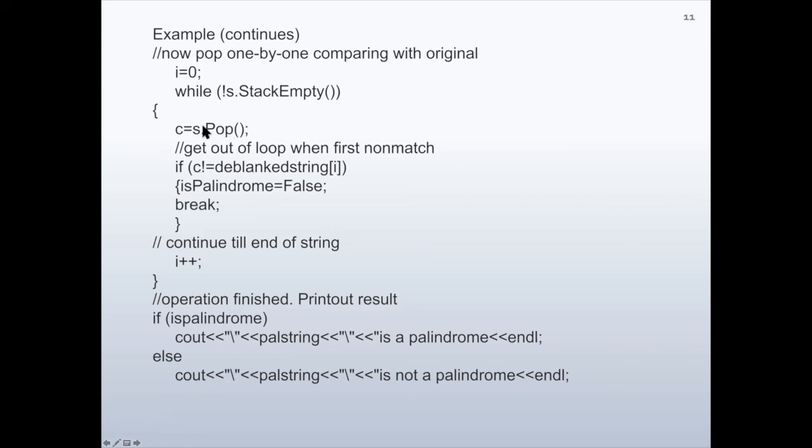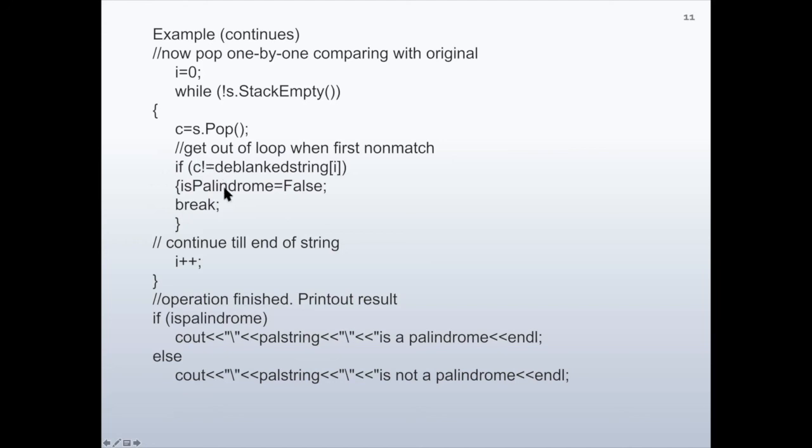We get a character from the stack by the pop operation. It is stored into character c. Get out of the loop at the first non-match. If c is not the same as the dblank string at position i, if they are not the same, we assign isPalindrome the value false. And we break the loop because we are sure that it is not a palindrome. That is, in the forward and backward directions, the strings are not the same, so it is not a palindrome.